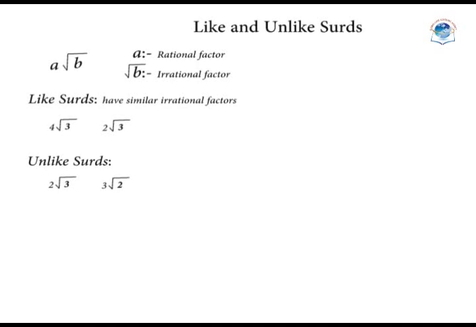Now, like surds may not always be clear. For example, root 27 and root 12 are like surds. That is because if we simplify them, root 27 is equal to root 3 times root 9. That will give us 3 root 3. Root 12 is also the same as root 4 times root 3, and that will give us 2 root 3. 3 root 3 and 2 root 3 are like surds because their irrational factor is the same, that is root 3.